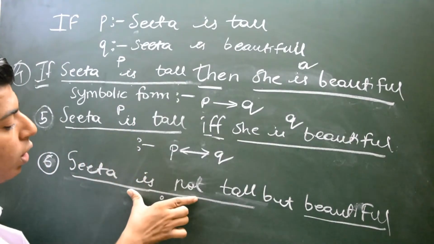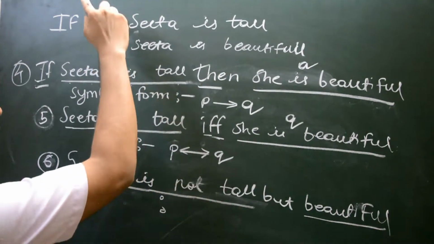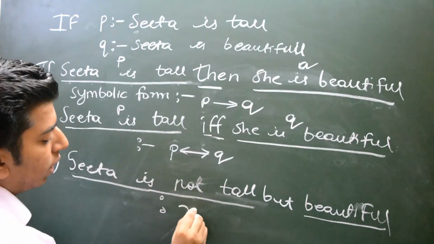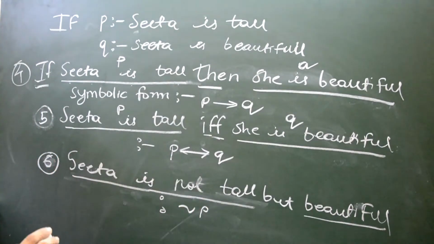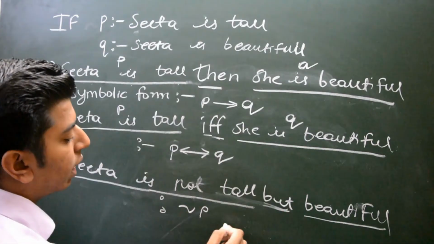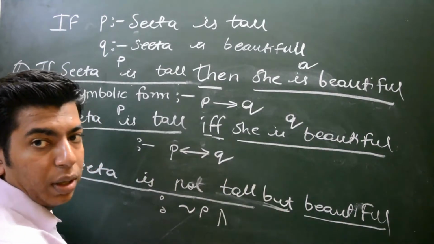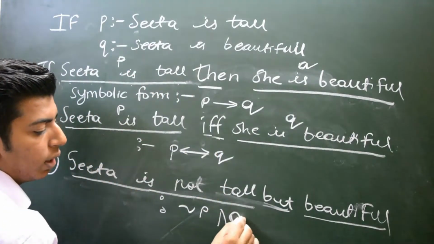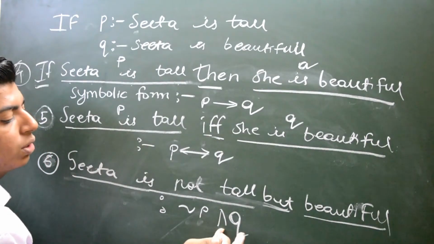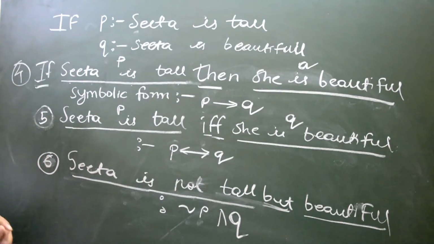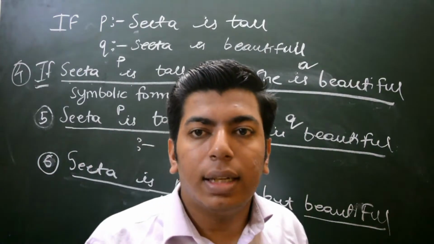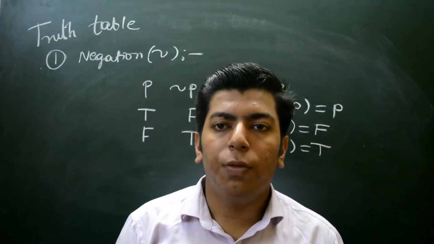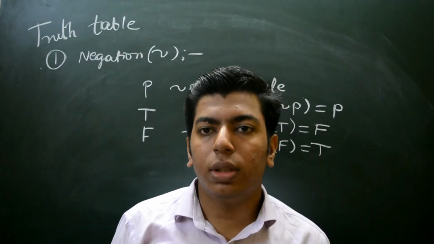Sita is not tall, that means negation of P, that is negation P. Then but beautiful, but indicates conjunction, then beautiful indicates Q, that is negation P conjunction Q. So this is how in sentences we are going to use logical connectives. So now we are going to learn about the truth table.